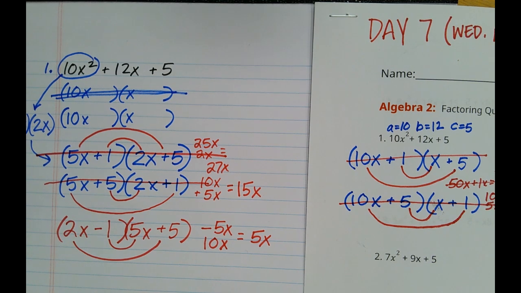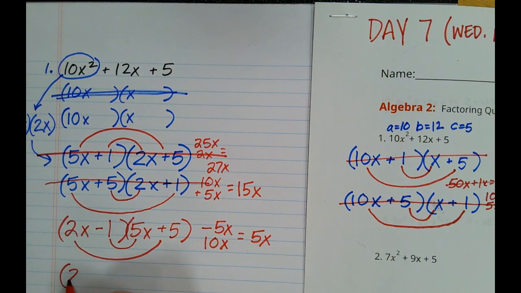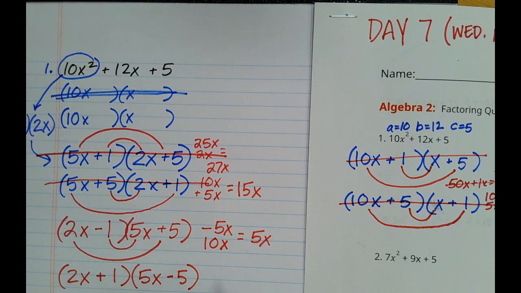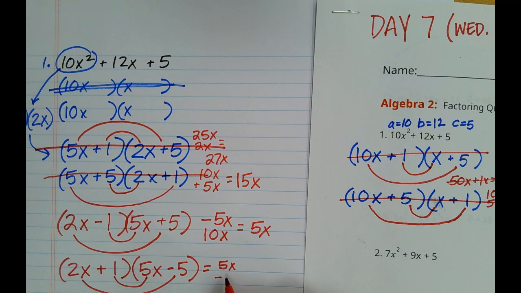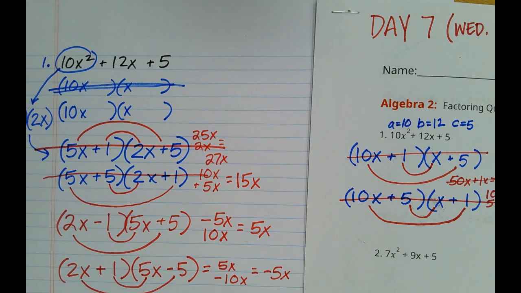Why don't we try switching to +1 and -5? Why not? Let's try that. 2x plus 1, 5x minus 5. Hopefully this one will work. Let's try. 1 times 5x is 5x. 2x times -5 is -10x. No, that's just going to give us -5x.